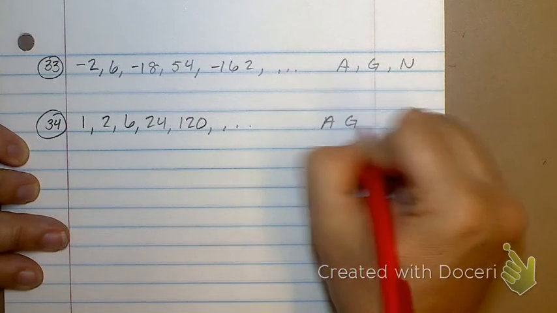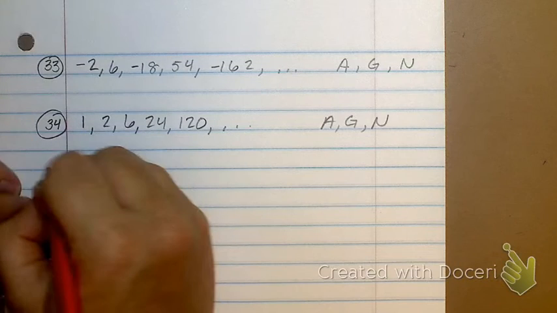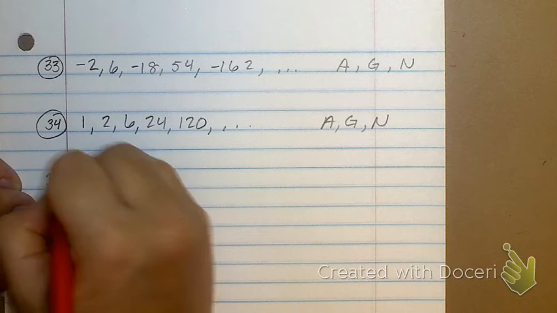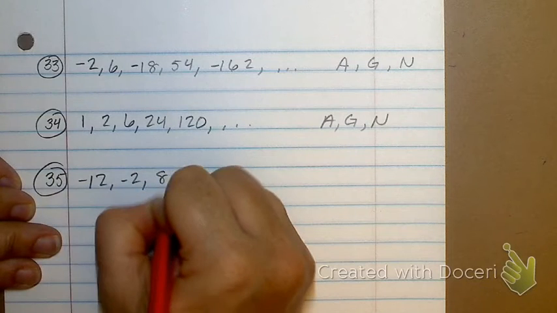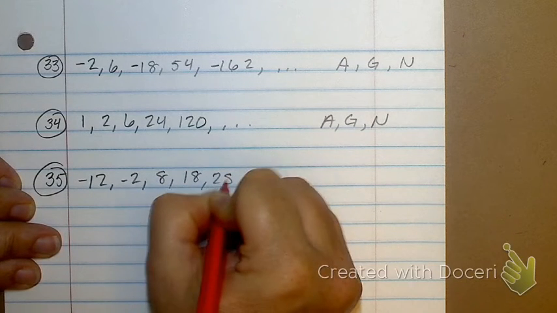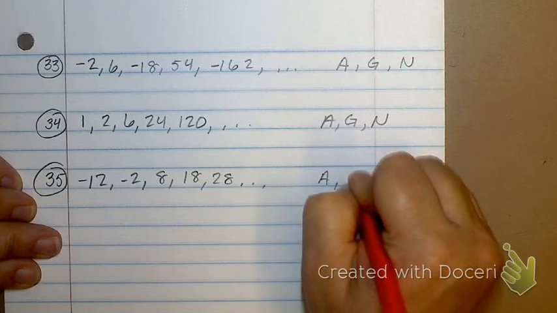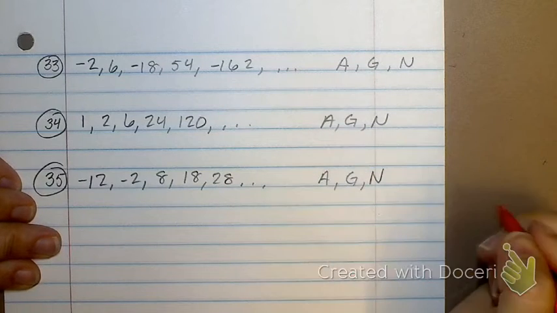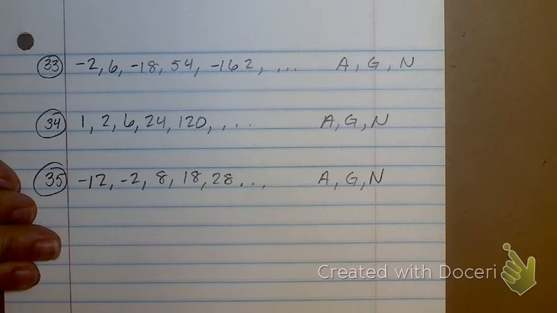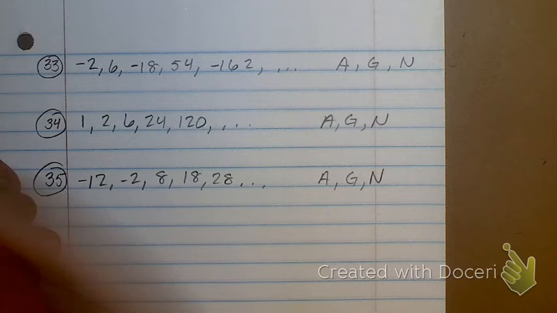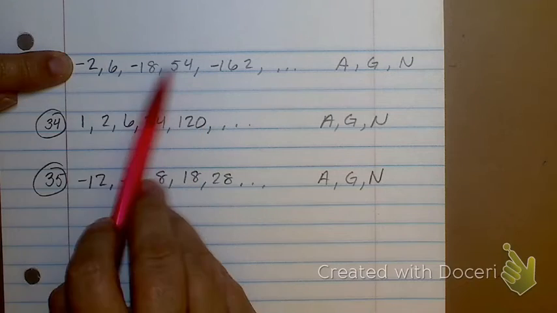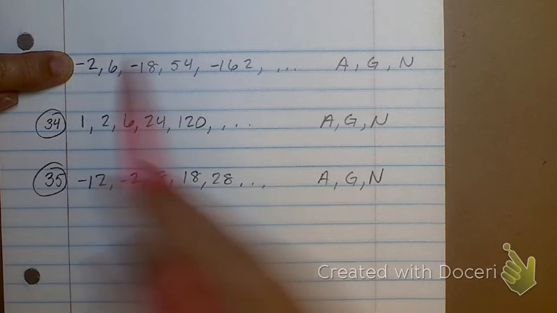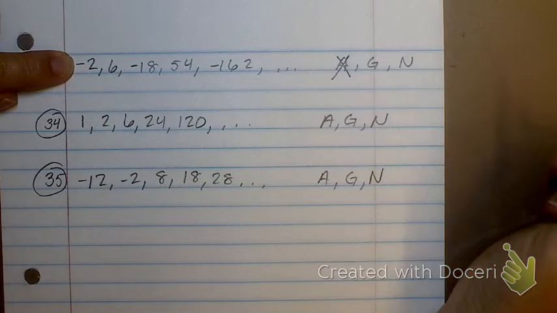Arithmetic, geometric, or neither. And 35, negative 12, negative 2, 8, 18, 28, arithmetic, geometric, or neither. Now, if it's arithmetic, I know that they're adding the same thing each time, right? You cannot be adding the same thing each time and be going back and forth between negative and positive. So I know this one is not arithmetic.